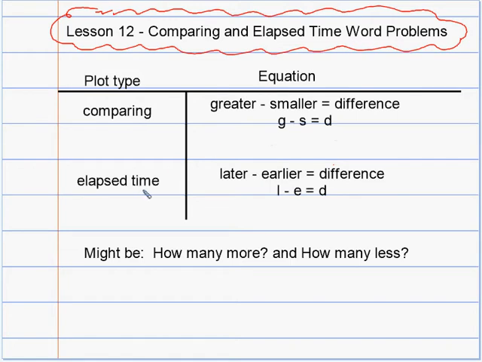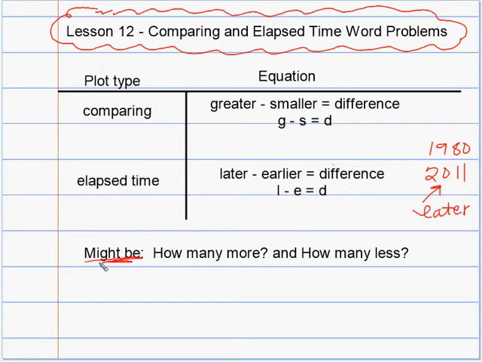An elapsed time problem, you take the later date, or the one that's closest to you. So if we're talking about 1980 or 2011, 2011 would be the later date. Okay, it's the one closest to now. Later minus earlier equals difference, so L minus E equals D.